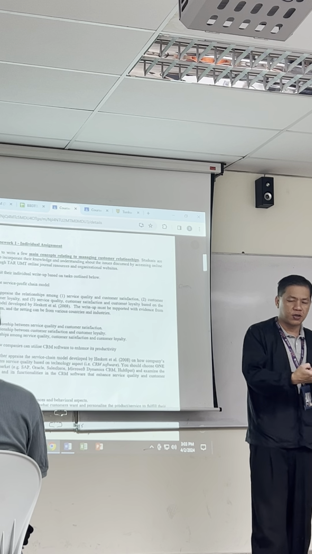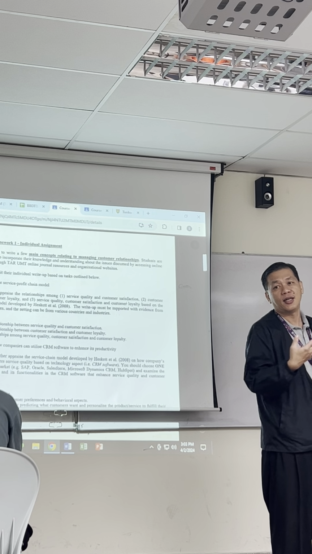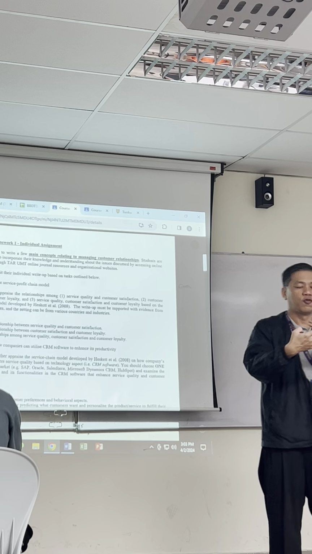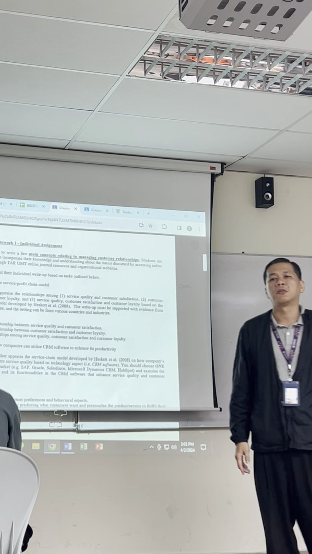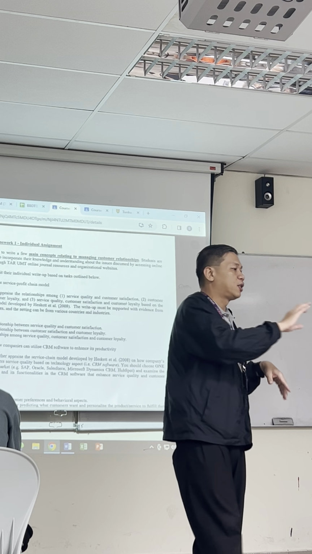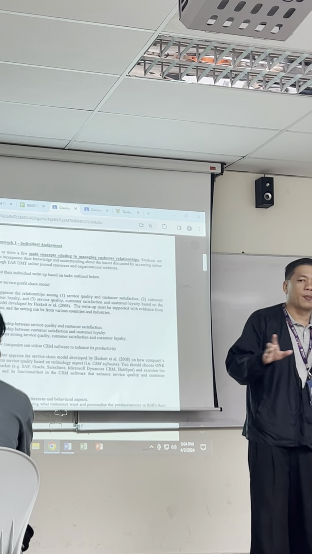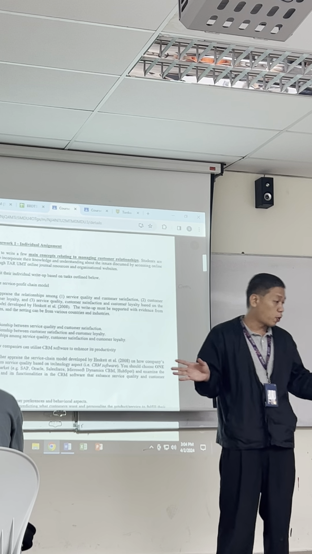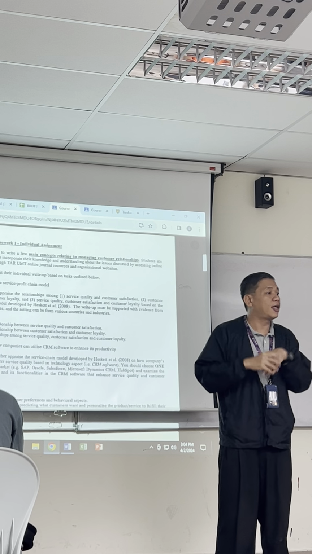So in your section one, there should be 4 paragraphs. The first paragraph talks about the service profit chain model by James Heskett. So you introduce the model. The whole section is based on the service profit chain model. Show the model, the diagram. You can put the diagram in the appendix, or even in the content. Make sure you put citation data.